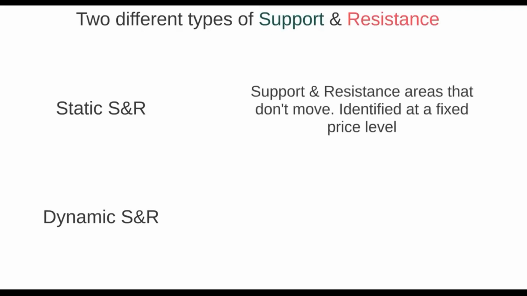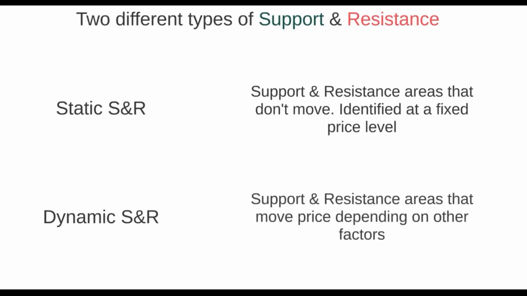There are different types of support and resistance levels, and I like to split them up into two categories. Static support and resistance, and dynamic support and resistance. Static, as the name suggests, are support and resistance areas that don't move. They are identified by the specific price level that the historical price action has shown them to be at. This is the main type of support and resistance people know and refer to when they talk about it. Dynamic support and resistance is the opposite. It refers to support and resistance levels that move. They are not at a fixed price.